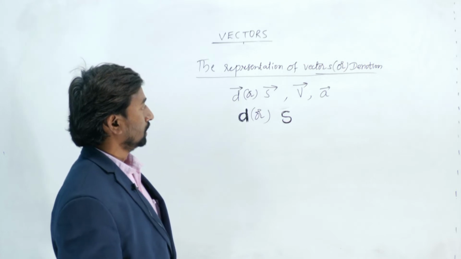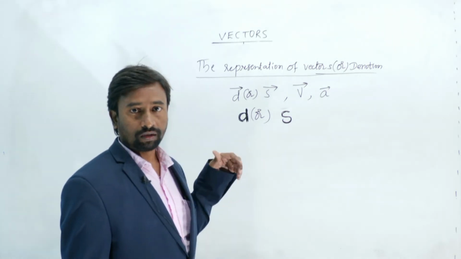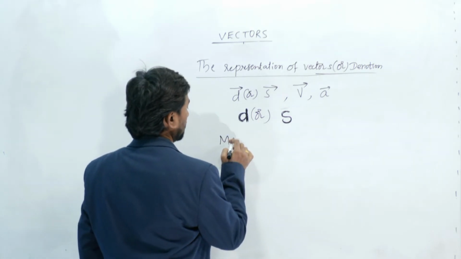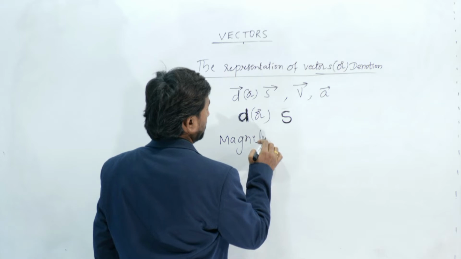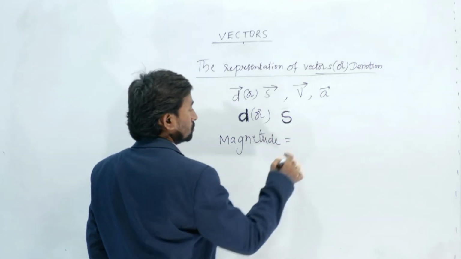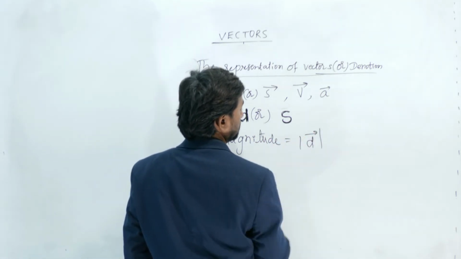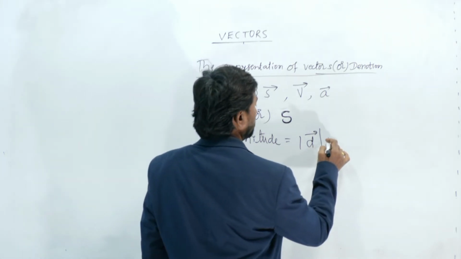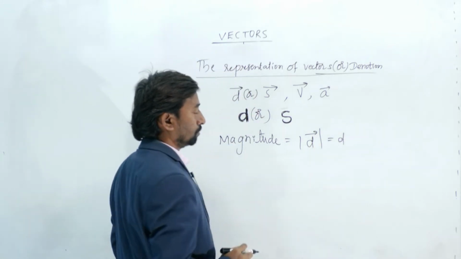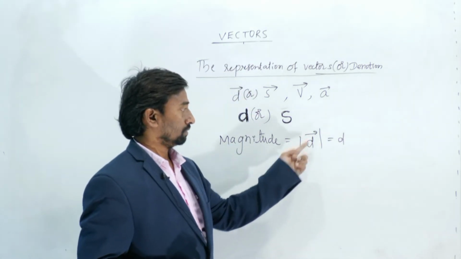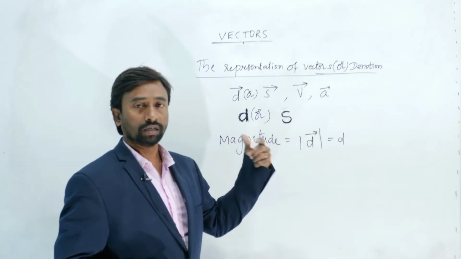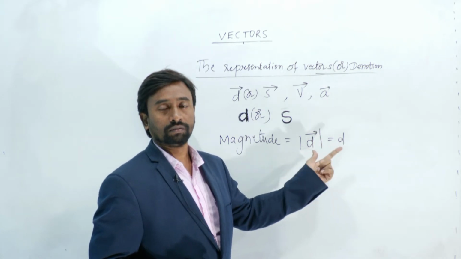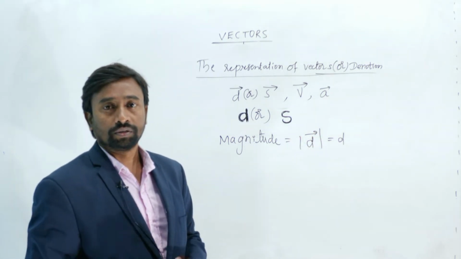Then the magnitude: how can the magnitude be denoted? The magnitude of a vector can be denoted by the modulus of d bar, suppose displacement, or modulus of the displacement vector. If you write the vector and then keep the modulus, the modulus will give the magnitude of the displacement. And normally the simple letter only, without any arrow, represents the magnitude.